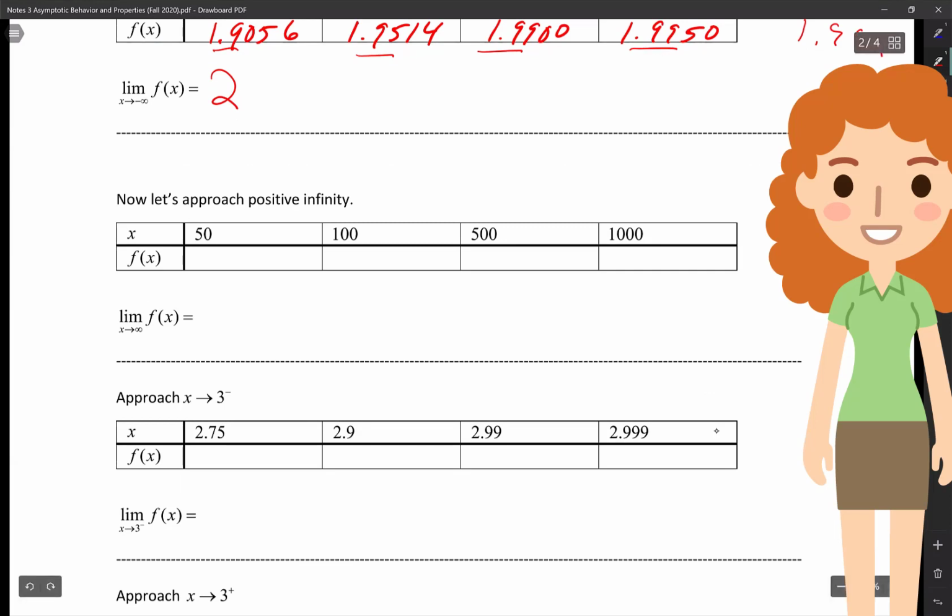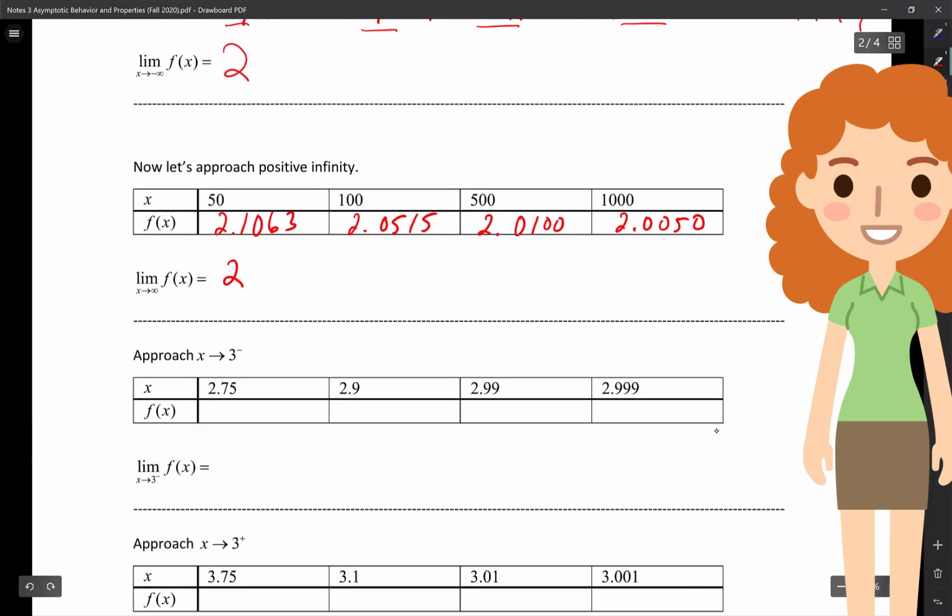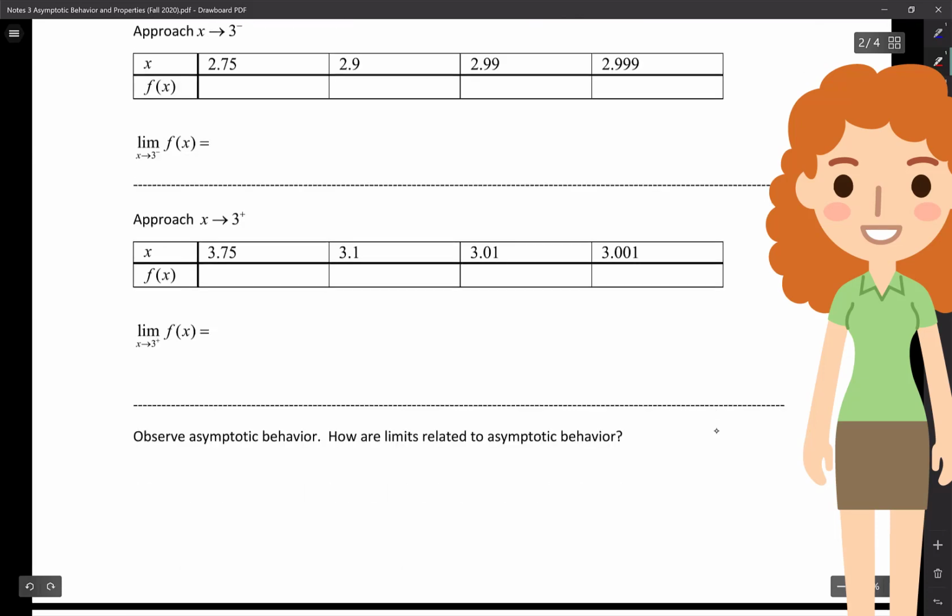Hook me up with those numbers, Godinez. At 50, it's 2.1063. At 100? 2.0515. At 500? 2.0100. And at 1,000? 2.0050. Again, the limit as x approaches infinity is 2. So we're already making an observation of what happens at negative infinity and positive infinity. And if I would have done correct notes, I would have probably talked about horizontal asymptotes right here. We'll talk about that in a little bit when we start concluding.